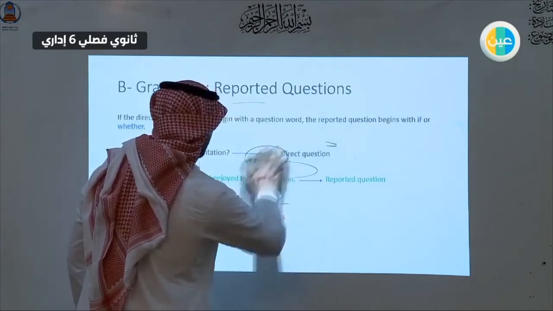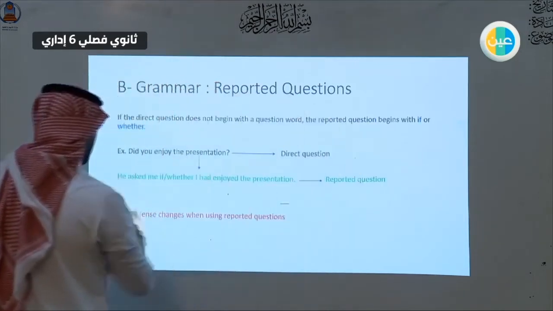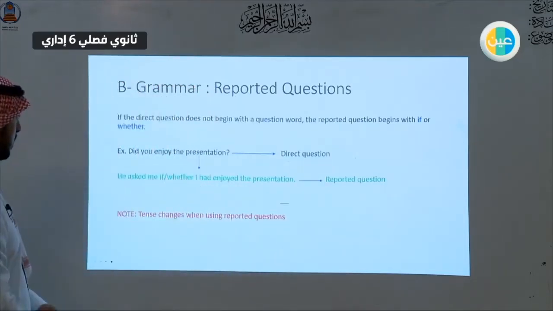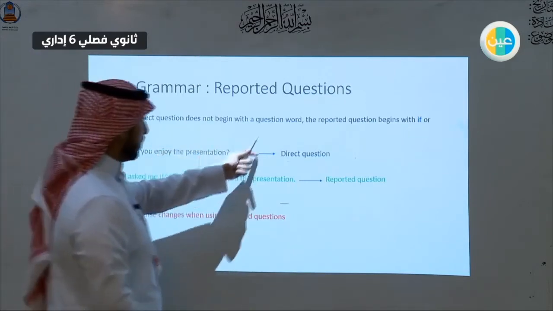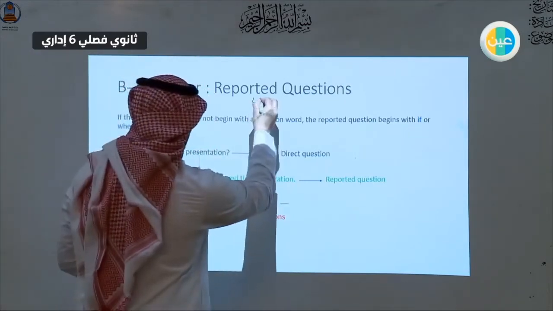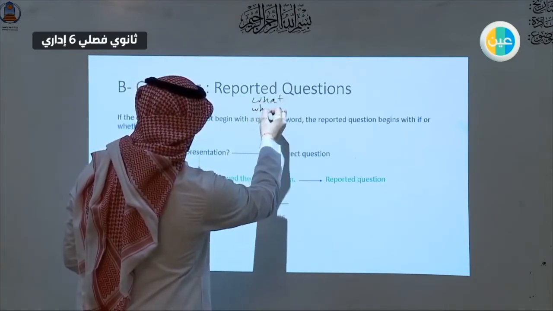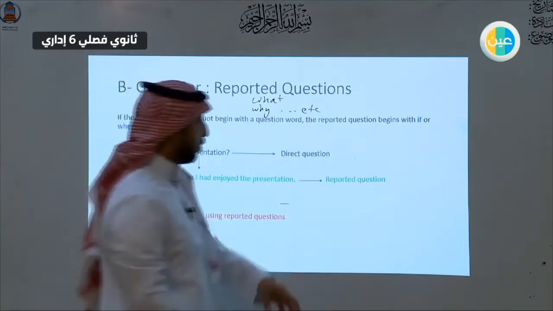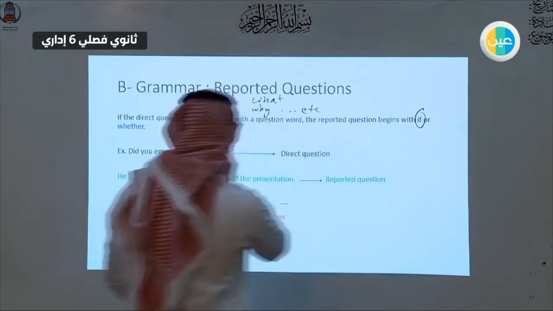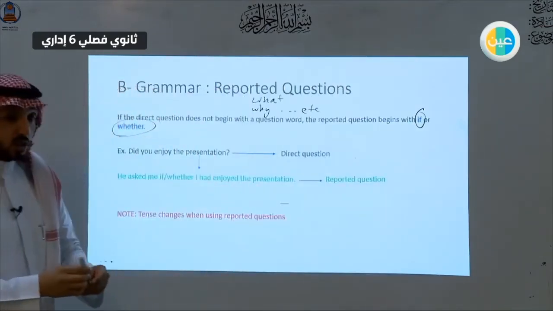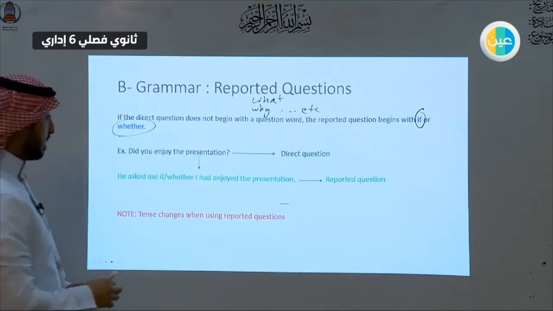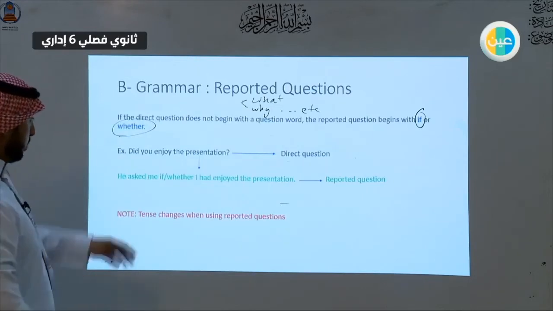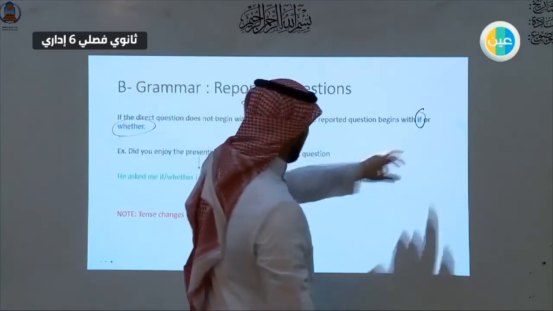طيب, نيجي للنوع الثاني. Now let's take a look at the second type of reported question. If the direct question does not begin with a question word, the question word قلنا اللي هي تكون ايش؟ What, why, etc., the reported question begins with if or whether. إذا كان السؤال ما يبدأ بالكويشن وورد, عندنا خيارين, نستخدم إما if or whether.